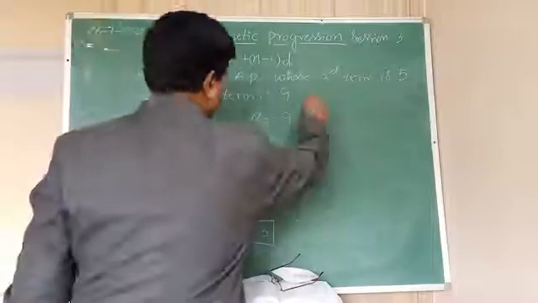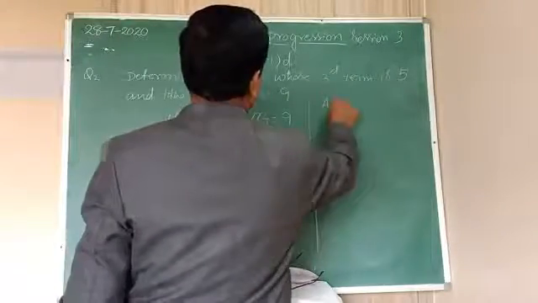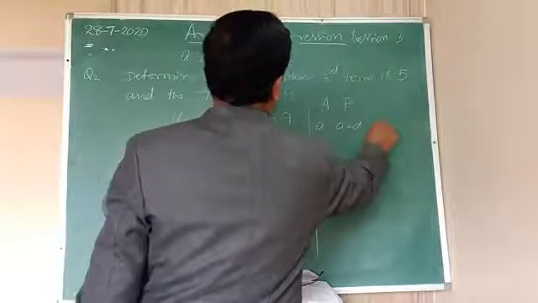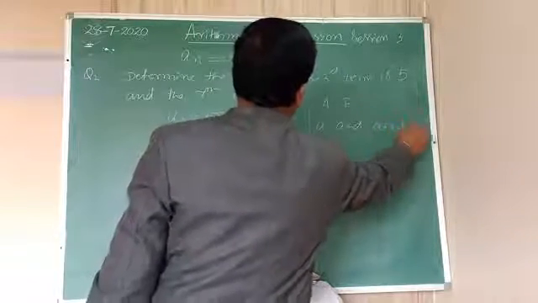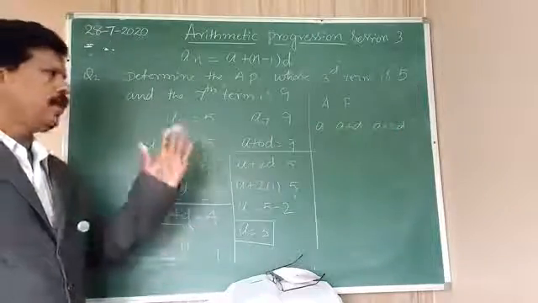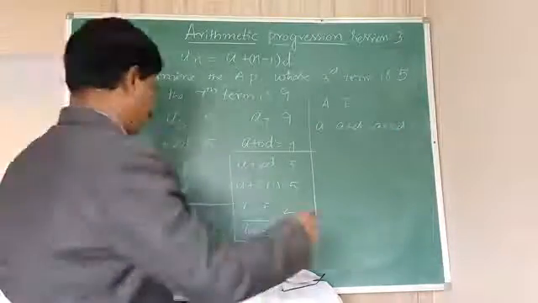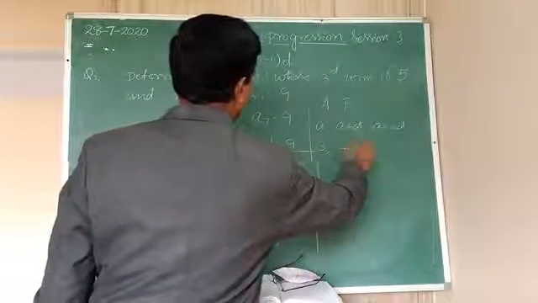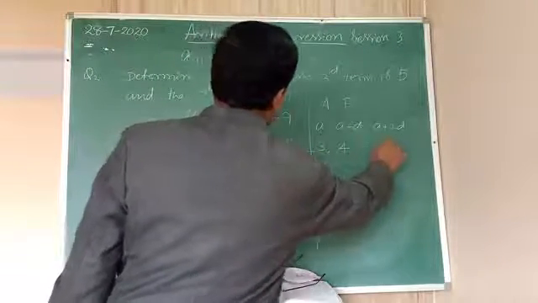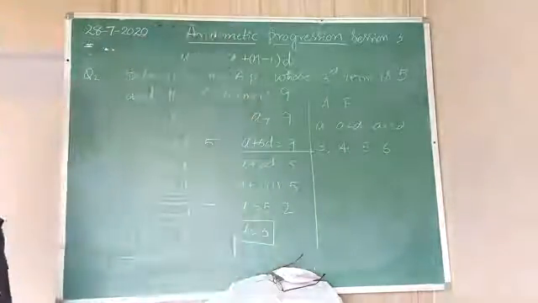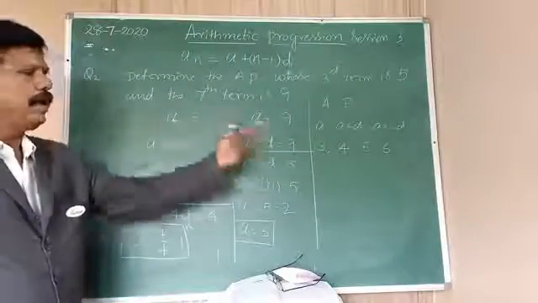Now the AP. AP is what? A, A plus D, A plus 2D, etc. Or what the first term you are writing, for that, add the common difference. So the first term is 3. 3 plus 1 is 4. 4 plus 1 is 5. 5 plus 1 is 6, etc. This is the required answer.